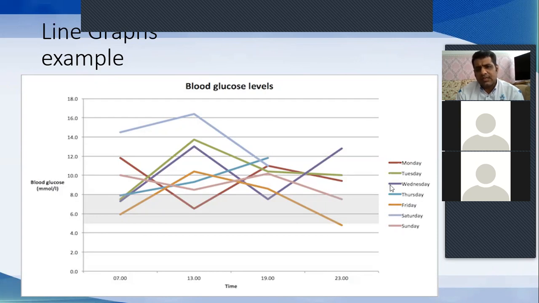Then when we consider the data on Monday, now you see this value. Monday at 7 o'clock, the level was very high. It was 12. And then when we measured at 1 o'clock, it decreased. It was 6.3 something. And then when we measured again at 7 o'clock, it was around 11. Then when we measured at 11 o'clock at night, the value was around 9 point something. So this is the method.